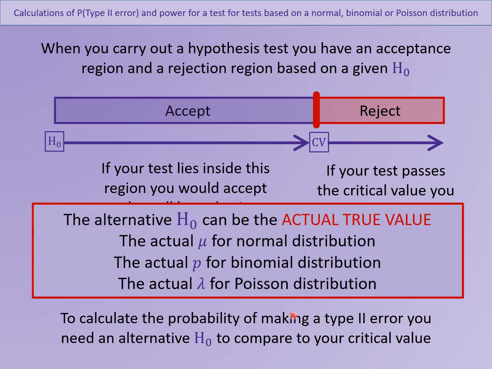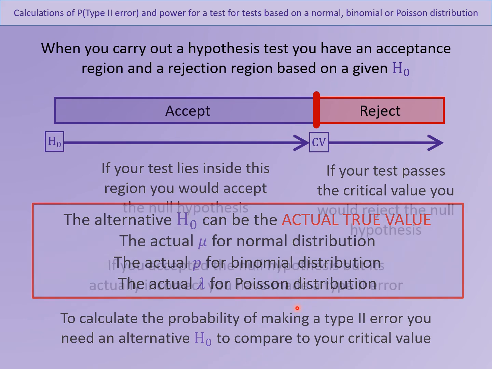Okay, so when we talk about the alternative H0, this can also be what we call the actual true value. Maybe someone comes along and says, look, I've actually worked out the actual true value. And from that actual true value, you can calculate the probability you made a type 2 error. So it depends on which distribution we're looking at. It's the mean for a normal distribution, it's probability for binomial, and it's the rate for Poisson. Okay, they could actually be the true values.